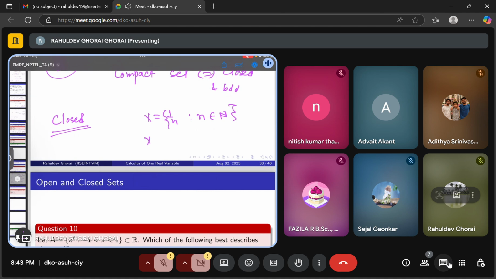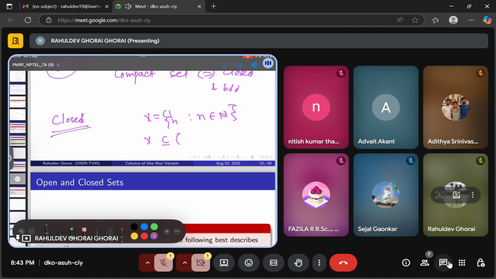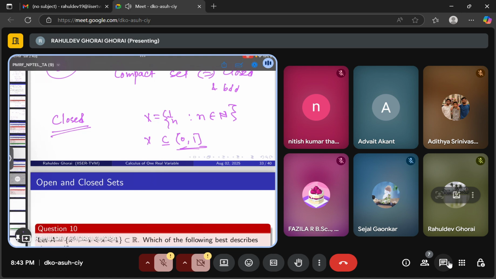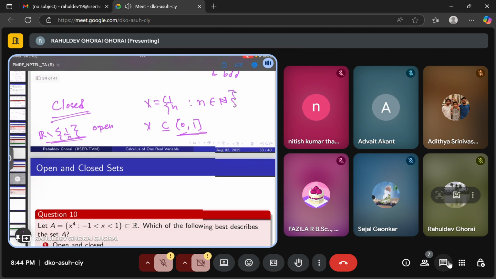Because x is a subset of what? 0 to, sorry, 0 to 1. It can take a maximum value of one, so it varies from 0 to 1. It's a bounded set, right? That is okay. Now we need to prove that R minus 1 by n is open. As you don't know the limit point definition, you need to prove that R minus 1 by n is open.